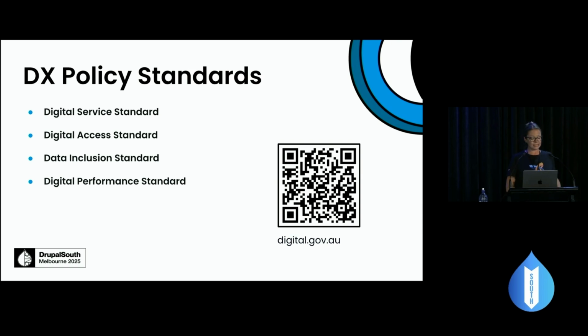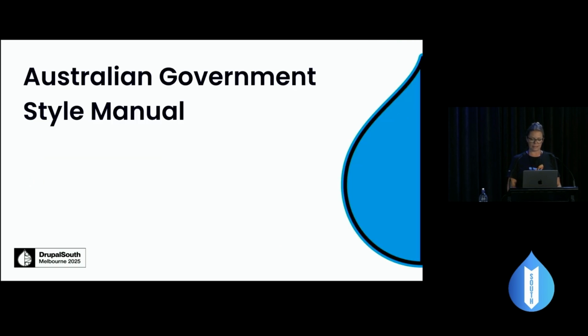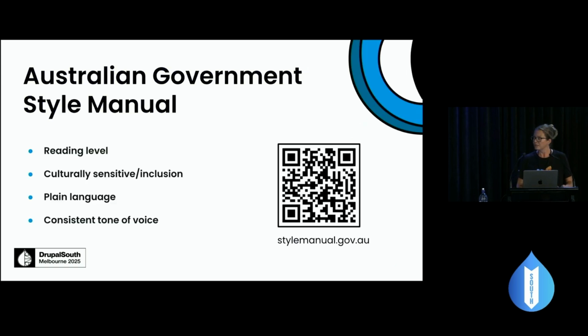So government agencies need to understand all these new standards and be across which ones may or may not apply to them. Now, the Australian Government Style Manual provides guidance in a number of areas, and most agencies will be very familiar with these guidelines. The sections relevant to my presentation today are reading level, culturally sensitive inclusion, plain language, and consistent tone of voice. There is a QR code up on the screen again for you, so this will take you through to the style manual for the full overview.